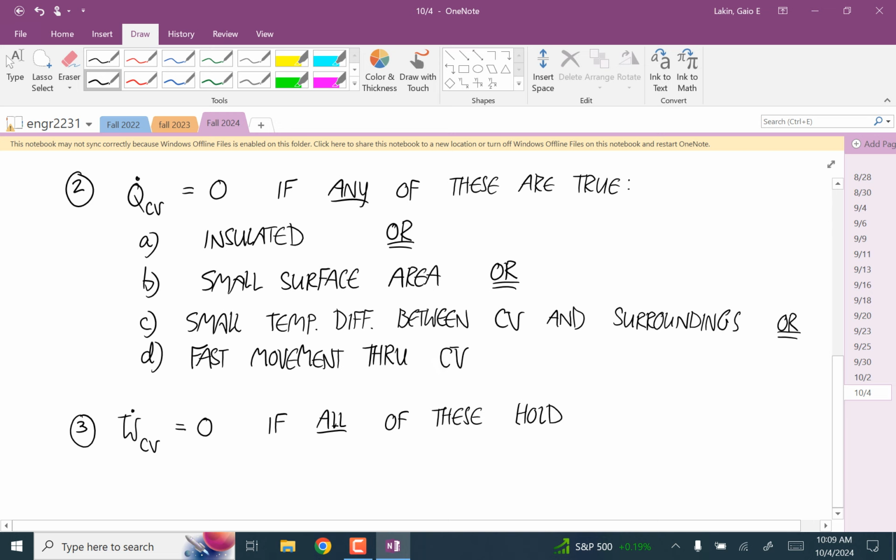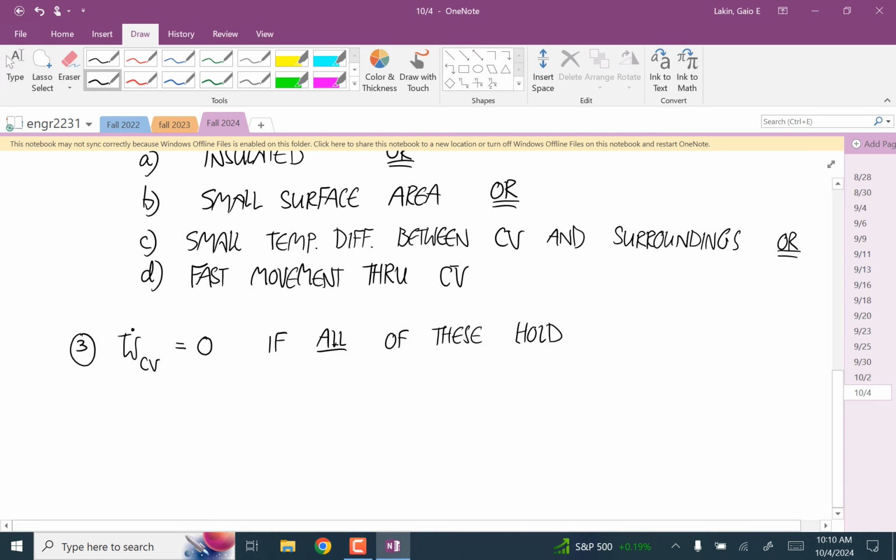And you can think about why this is. If it's insulated, insulation is designed to prevent heat transfer, so that one's sort of obvious. Heat transfer happens through the surface area, so if you make that surface area really small, then there's not much opportunity for heat to transfer. Heat transfers because of a temperature difference between the boundary and outside the boundary. So if that difference is small, then you can neglect heat transfer. And then the last one is if it doesn't have much time to transfer through the walls of the device, then there's not going to be much. So all of those sort of make sense if you think about them.